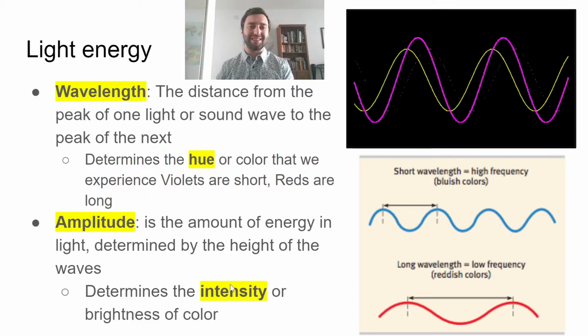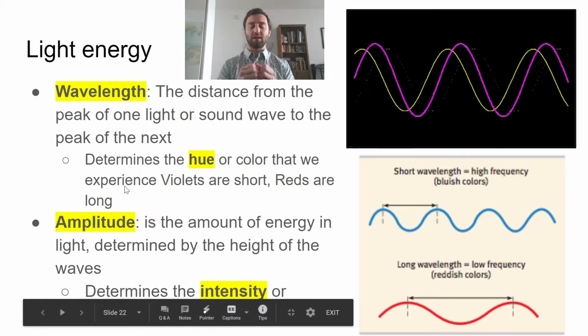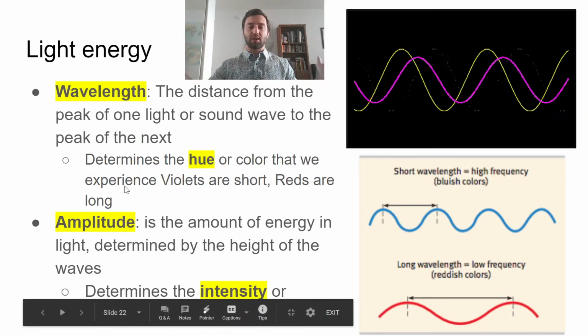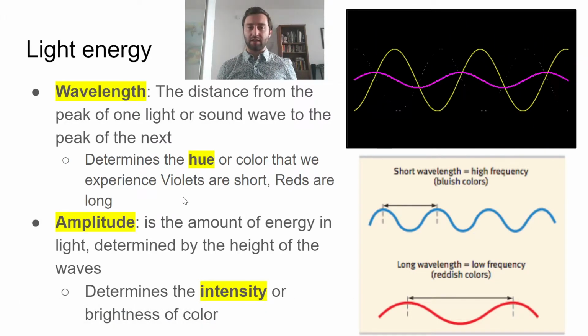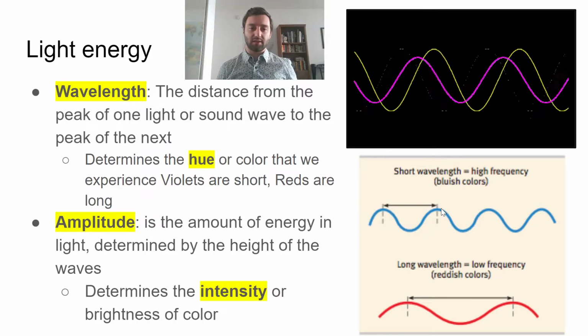right? So we can actually see this in other things as well. But again, the farther apart it is, we're going to see more red. The closer together it is, it's going to be more violet. Okay, so again, that's the distance here and here.